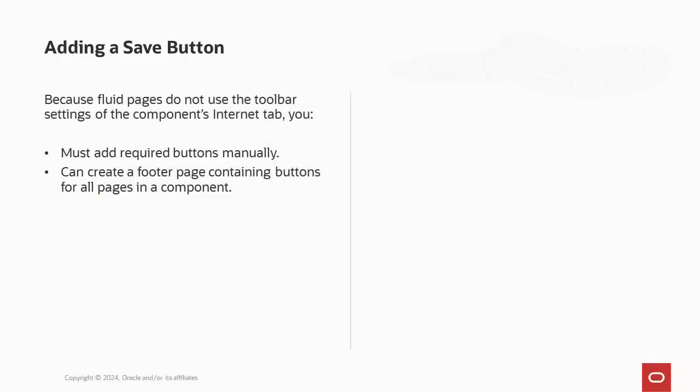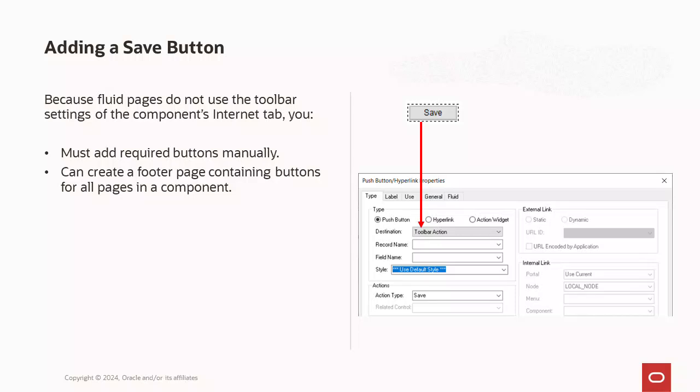Unlike classic pages, fluid pages do not use the toolbar settings of the Components Internet tab. Because you cannot get a Save button for free, you need to manually add one to a fluid page if one is required. In our demonstration, we'll add a simple Save push button at the bottom of our page definition so that if we want to save any information, we can. We'll change the push button properties to trigger a toolbar action of the type Save. And we'll change the label of the button to Save. Alternatively, you can add a footer page definition to your component to display action buttons for all pages in a component.